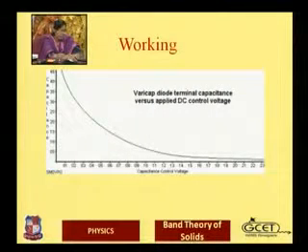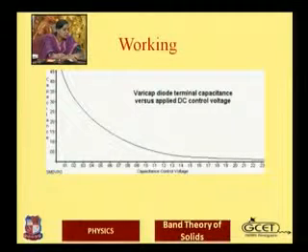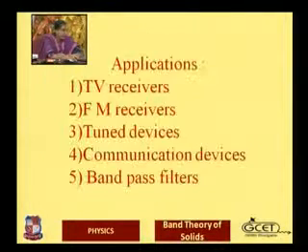Here is a typical junction capacitance graph. It is the capacitance versus the control voltage graph, with the varicap diode terminal capacitance on the y-axis and the voltage on the x-axis. We can see that it is an exponentially varying capacitance graph, measured in picofarad. From a very high value it goes to a very low value, but it does not become zero, it goes parallel to the x-axis.